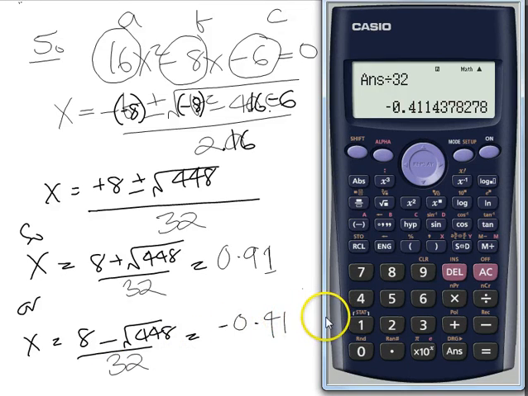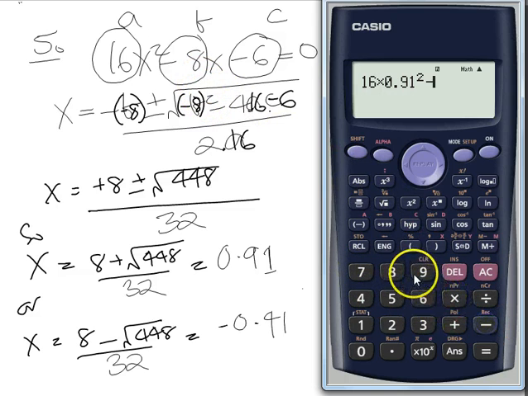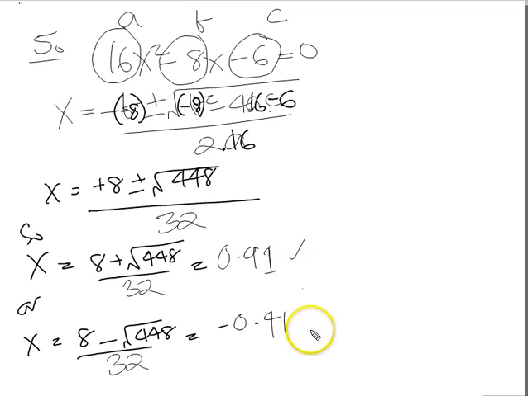Final check then, hopefully we've got it right this time. So 16 times 0.91 squared. Minus 8 times 0.91. And then minus 6, equals. Decimal 0.03. Yeah, that's fairly accurate. Within 2dp, that's a fairly small number. So it looks like this is the correct answer, doesn't it? So it looks like we're okay here now. Okay, good. That's 5 done. Let's go on to the next one. Great.